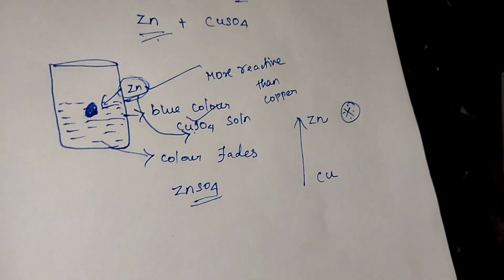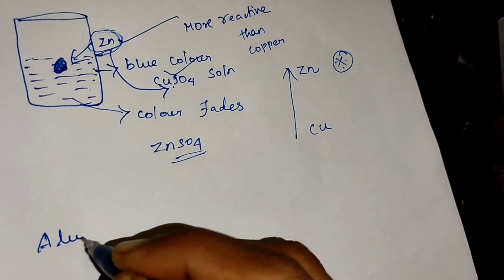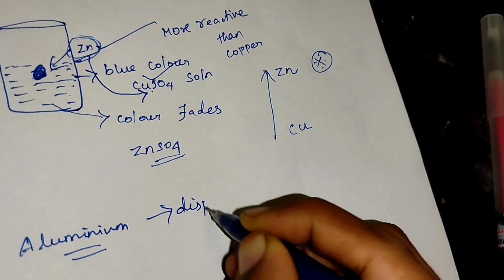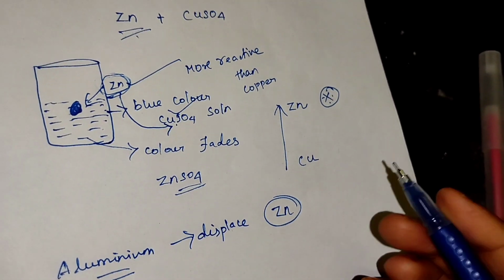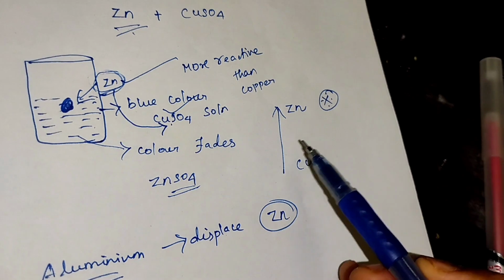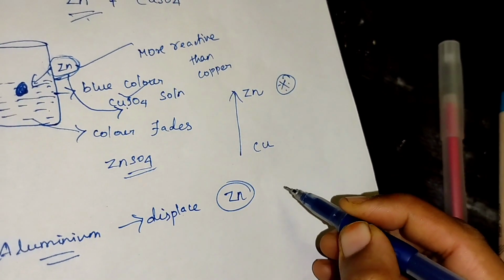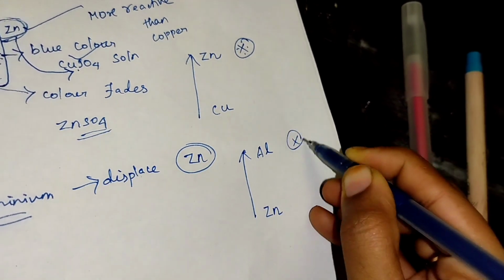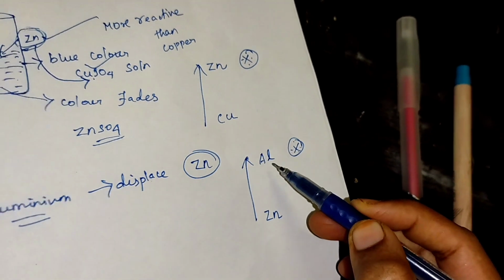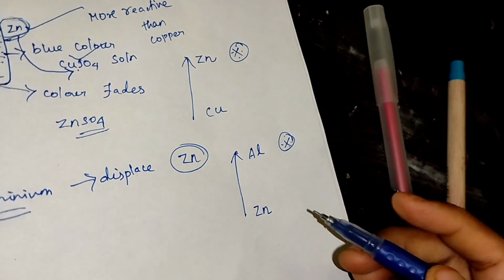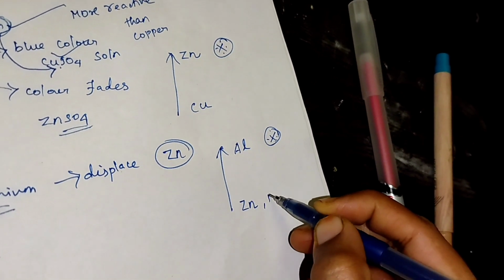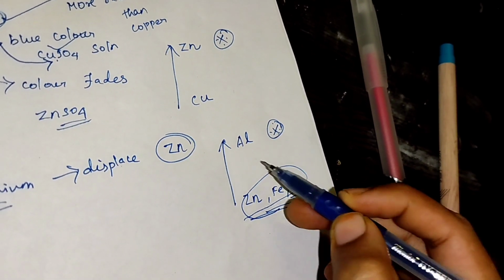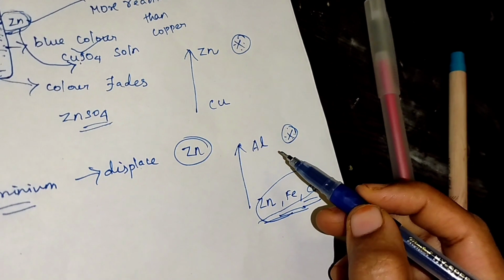Like that, we see another example: aluminium. Aluminium has the ability to displace zinc. Zinc is more reactive than copper, but aluminium is more reactive than zinc. So you can write that zinc is less reactive compared with aluminium. Aluminium can displace not only zinc but also iron and copper. These three are displaced when reacting with aluminium. So aluminium is a very reactive metal.